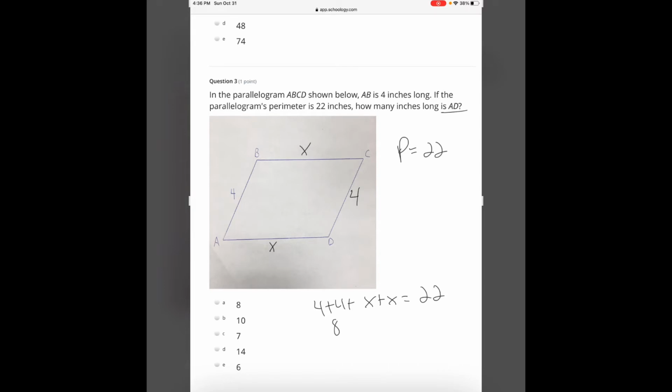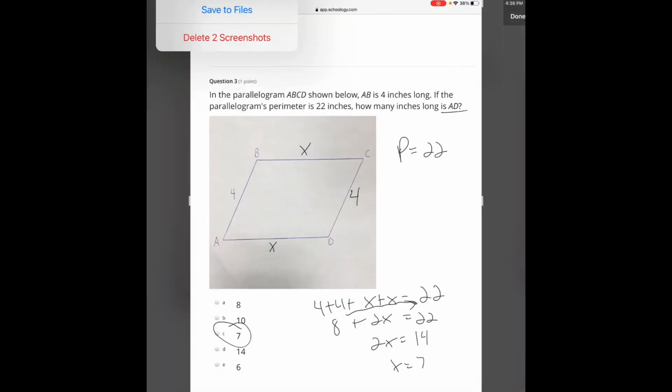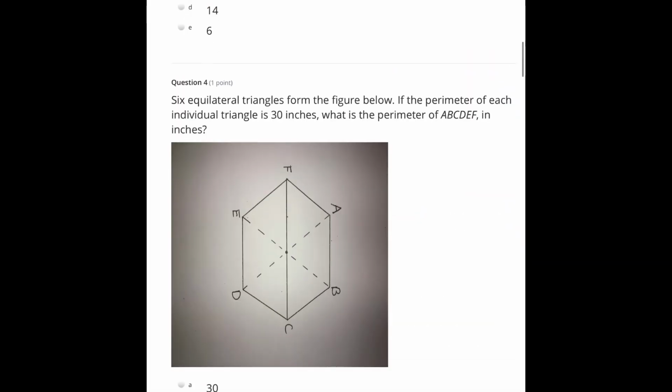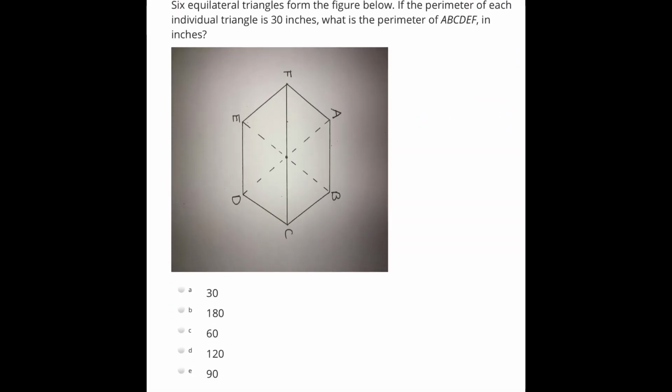So that's 8 plus 2x equals 22. Subtract the 8. 2x equals 22 minus 8, and that's going to be 14. X is going to be 7, which is AD. Okay. All right, number 4.